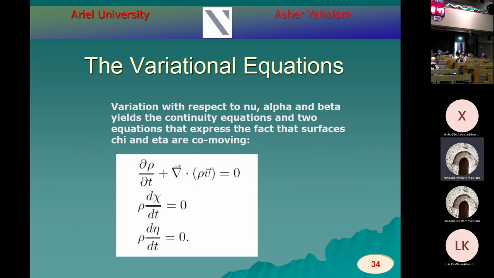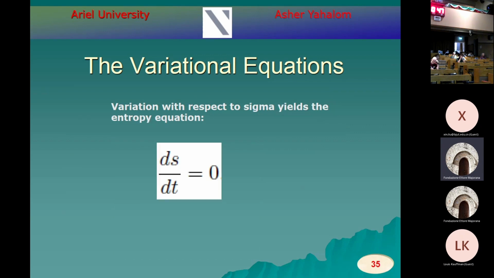So if you take a variation with respect to Lagrange variables, it's not a big surprise that you get those equations because this is built this way. And the same thing goes here.